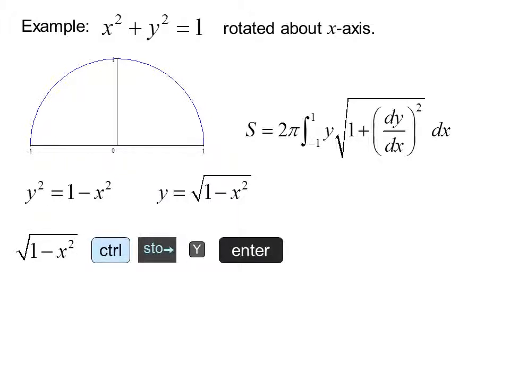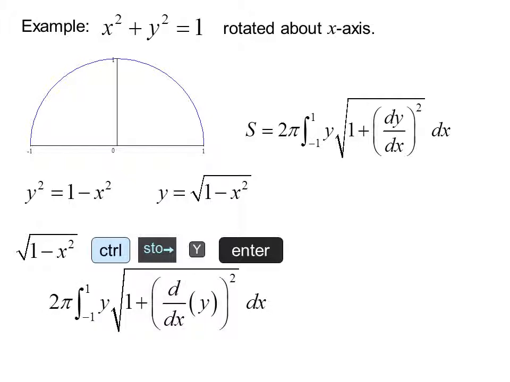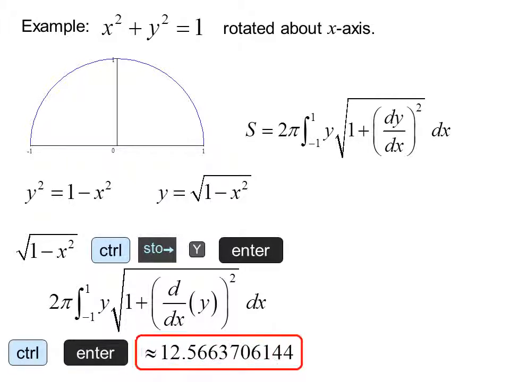We'll store radical 1 minus x squared as y. Then we enter the integral. 2 pi times the integral from -1 to 1 of y radical 1 plus d dx y, quantity squared, dx. We hit control enter and we get approximately 12.566.